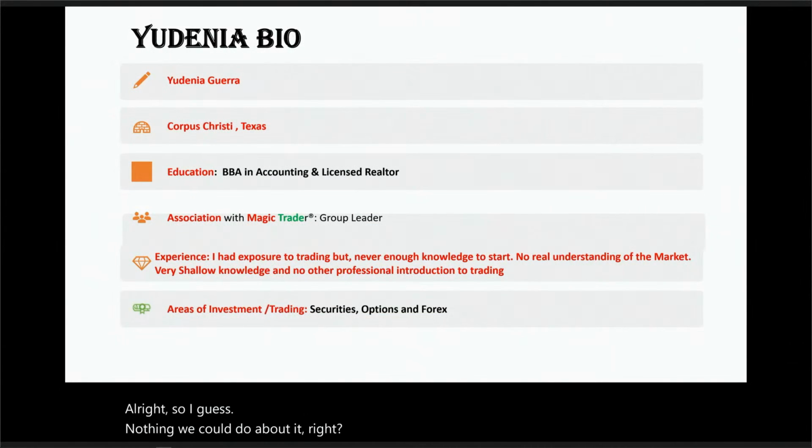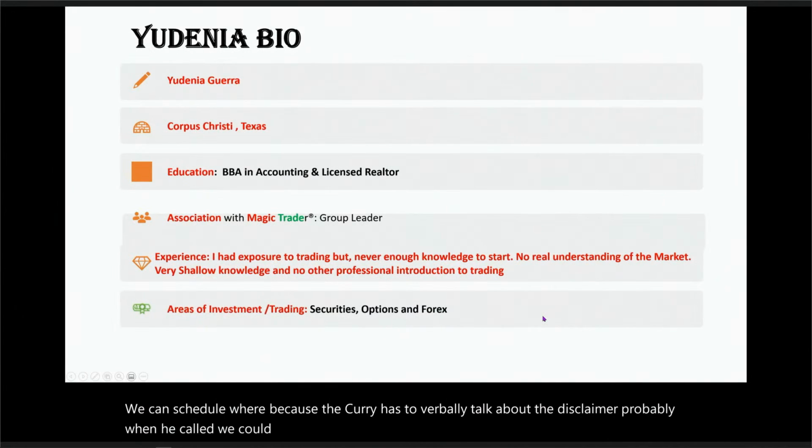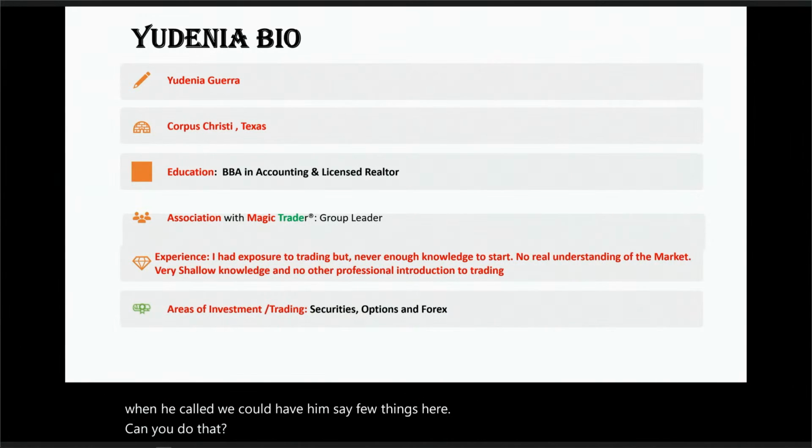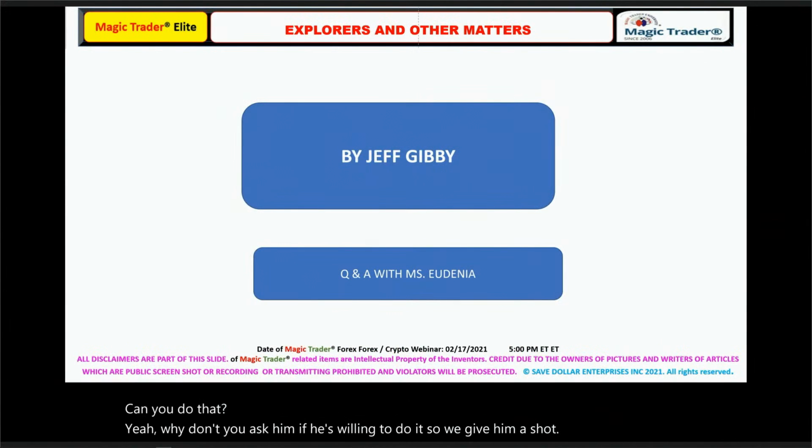Can we give it an unscheduled way, because Dakari has to verbally talk about the disclaimer. Probably we could have him say a few things here. Yeah, we can go with that. Let me look at Dakari. I do actually have access to Dakari. Yeah, why don't you ask him if he is willing to do it? So we give him a shot. Let's see. Dakari, is that okay with you?